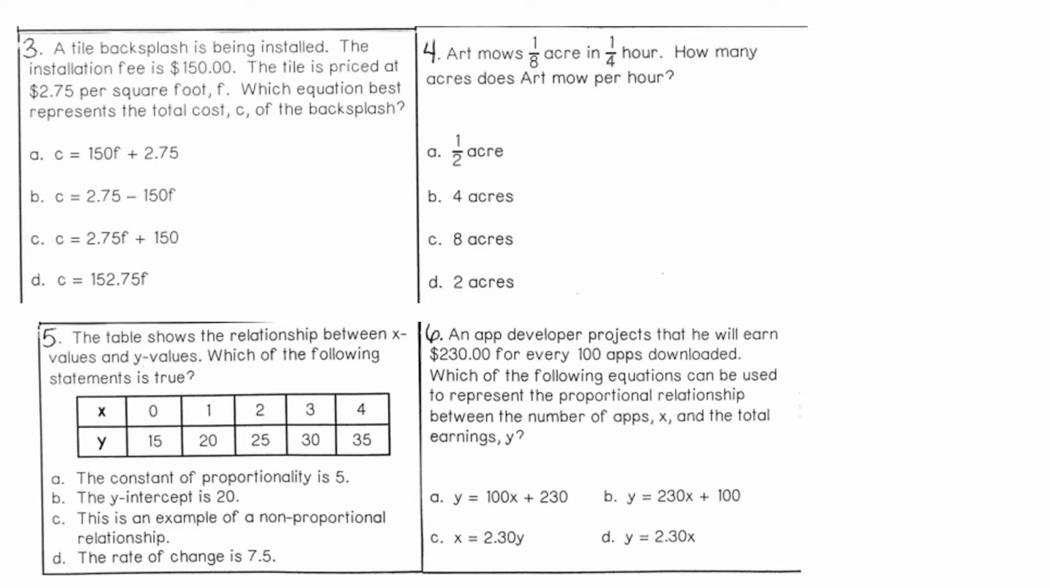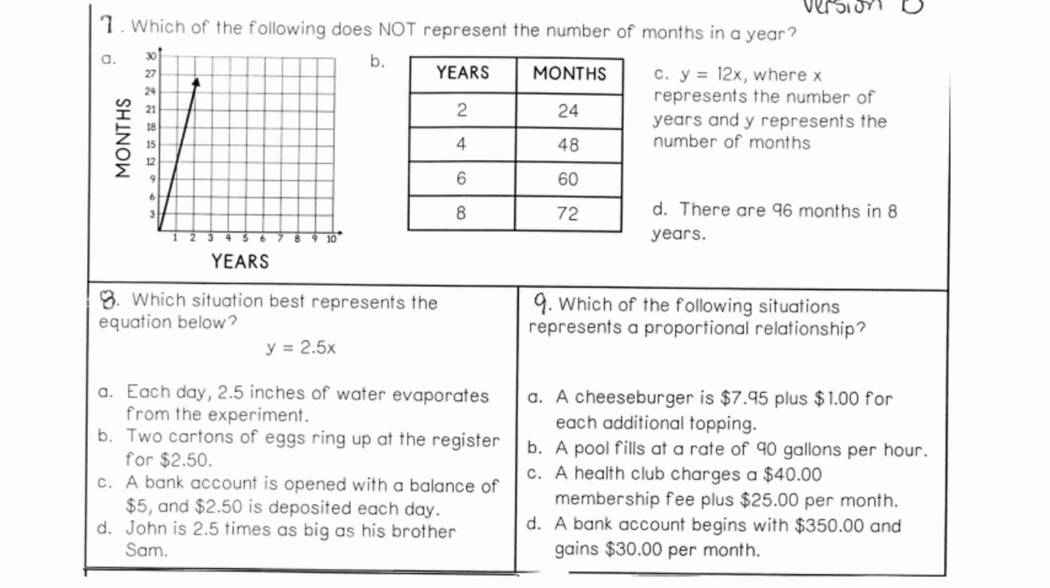6, an app developer projects that he will earn $230 for every 100 apps downloaded. Which of the following equations can be used to represent the proportional relationship between the number of apps, x, and the total earnings, y? Number 7, which of the following does not represent the number of months in a year? A is a graph, B a table, C y equals 12x, where x represents the number of years and y represents the number of months. D, there are 96 months in 8 years.